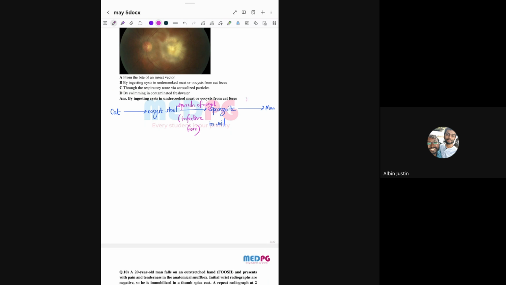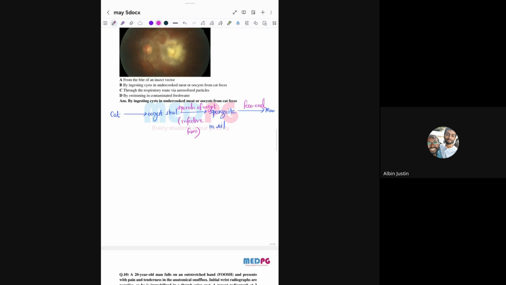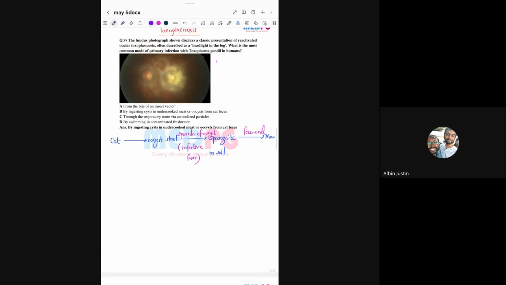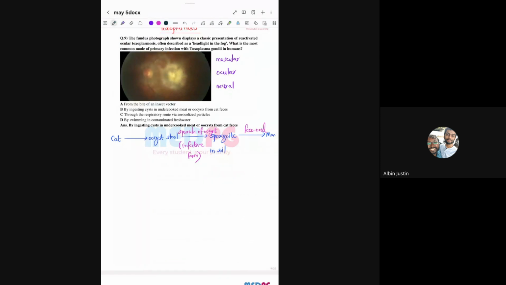Okay, then we go on. It can be muscular toxoplasmosis, ocular toxoplasmosis, or neural toxoplasmosis. Muscular will have myalgia. Ocular will have retinitis. Neural will have encephalitis.